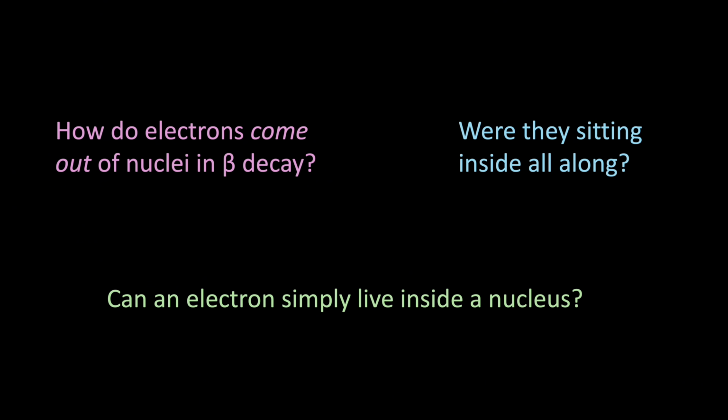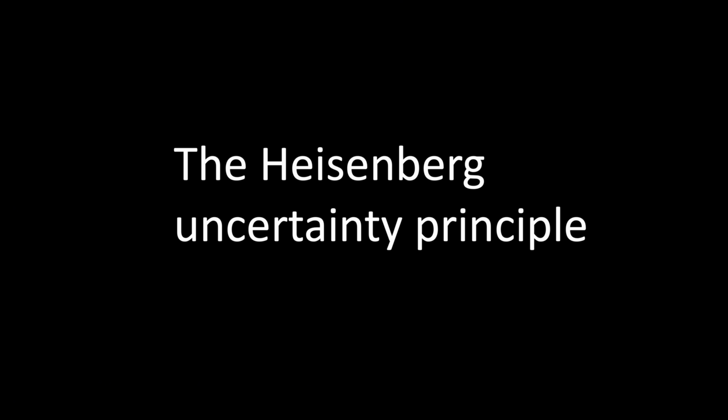This idea isn't new. In the early days of nuclear physics, many physicists thought exactly that. Because nuclei were seen to emit electrons in what we now call beta decay, the obvious guess was that those electrons were already hidden inside. But the idea quickly runs into trouble, and the trouble has a name: the Heisenberg uncertainty principle.